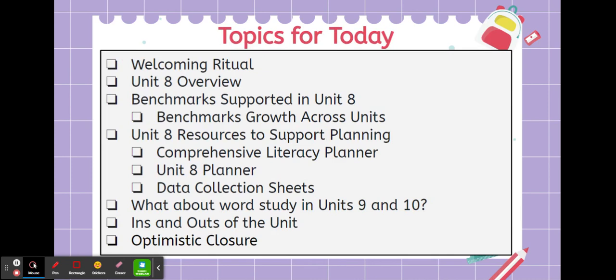Here are the topics I'm planning to work through with you today. As you can see, today we will share the Unit 8 overview, which benchmarks are supported within this unit, and the resources to support your planning. Pause points are embedded to allow individuals or teams to plan as we go. We will then spend time discussing what we can do with word study parts of Unit 9 and all of the word study instruction in Unit 10 that we will not be getting to. Let's get started.